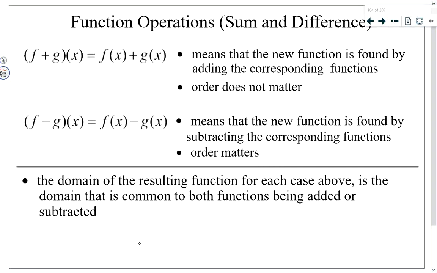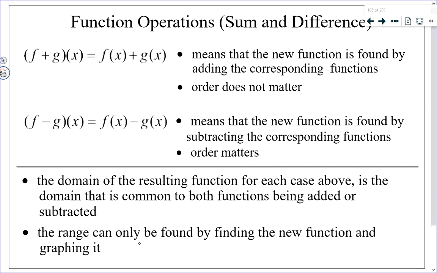We have this domain rule that says if you want to know the domain of the sum of two functions or the difference of two functions, it's the domain that they have in common. And we've talked about this numerous times in class. You cannot add things together unless they both exist. So if one of the functions doesn't exist, say to the left of the y-axis, then the sum of the functions can't exist to the left of the y-axis. The sum or the difference of the functions will only exist wherever they both exist, wherever their domains overlap. There is no tidy range rule. You have to find the new function and look at the new function or the graph of the new function to determine the range.